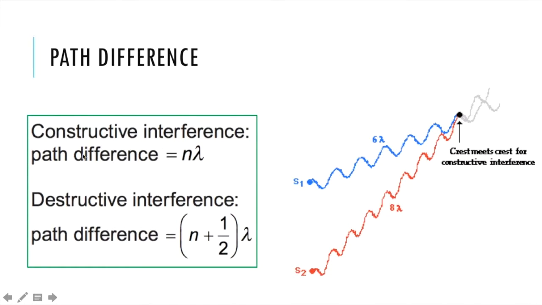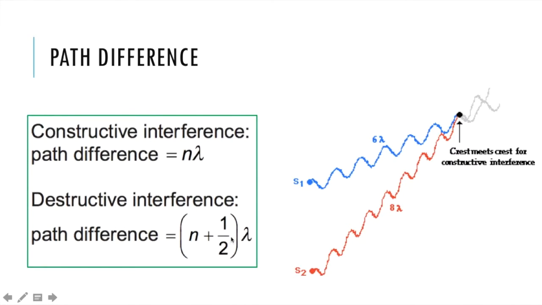The equations in your data booklet that represent this are listed here. So we say for constructive interference, the condition is that the path difference be an integer number of wavelengths, which means nλ, where n is an integer, like 1 wavelength, 2 times a wavelength, 3 times a wavelength, and so on. n can also be 0, which would just make this whole term 0. The path difference would be 0.